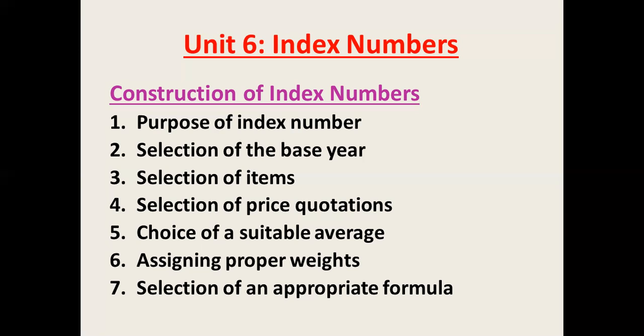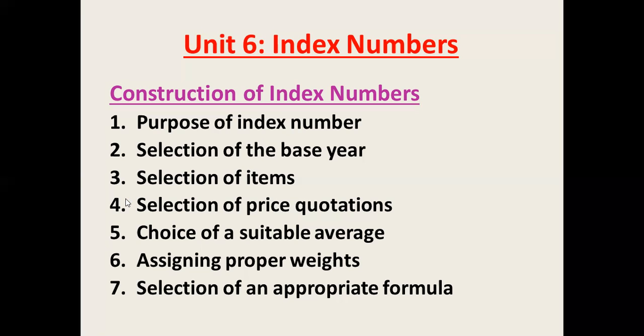It should not be either very recent or remote; it should not be too close, and not too distant in the past. So the base year is the most important part, which directly affects the construction of the index number. Without a base year, we can never construct an index number.